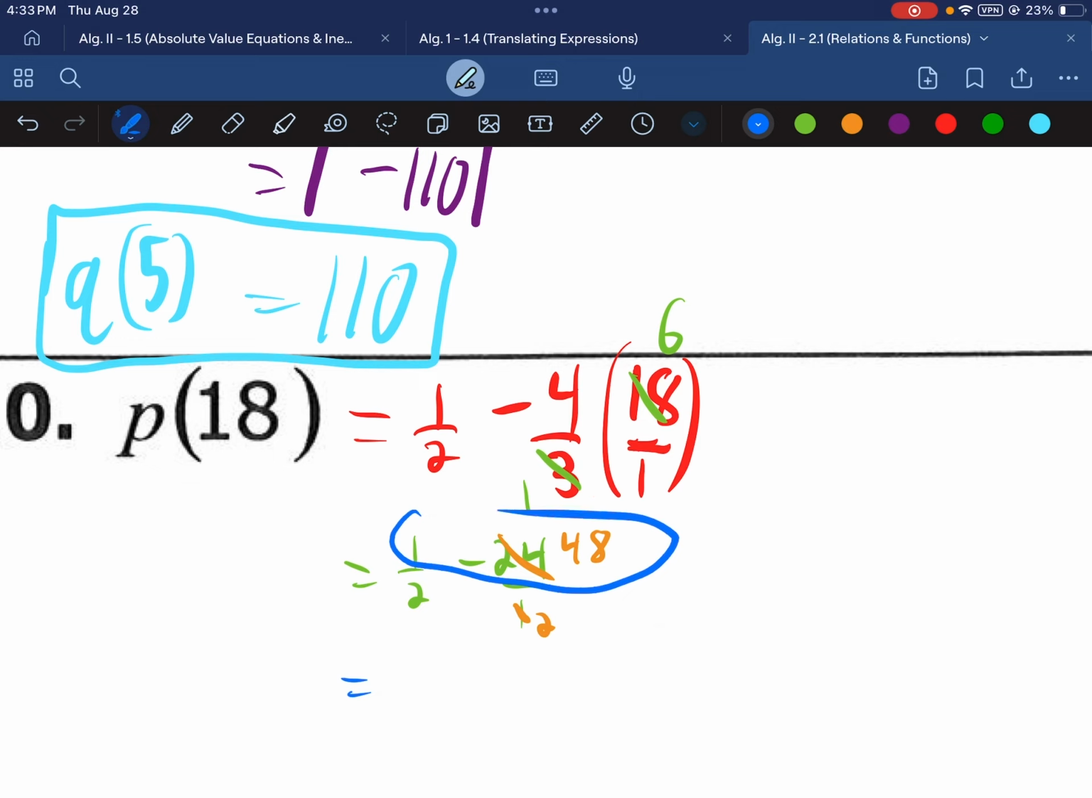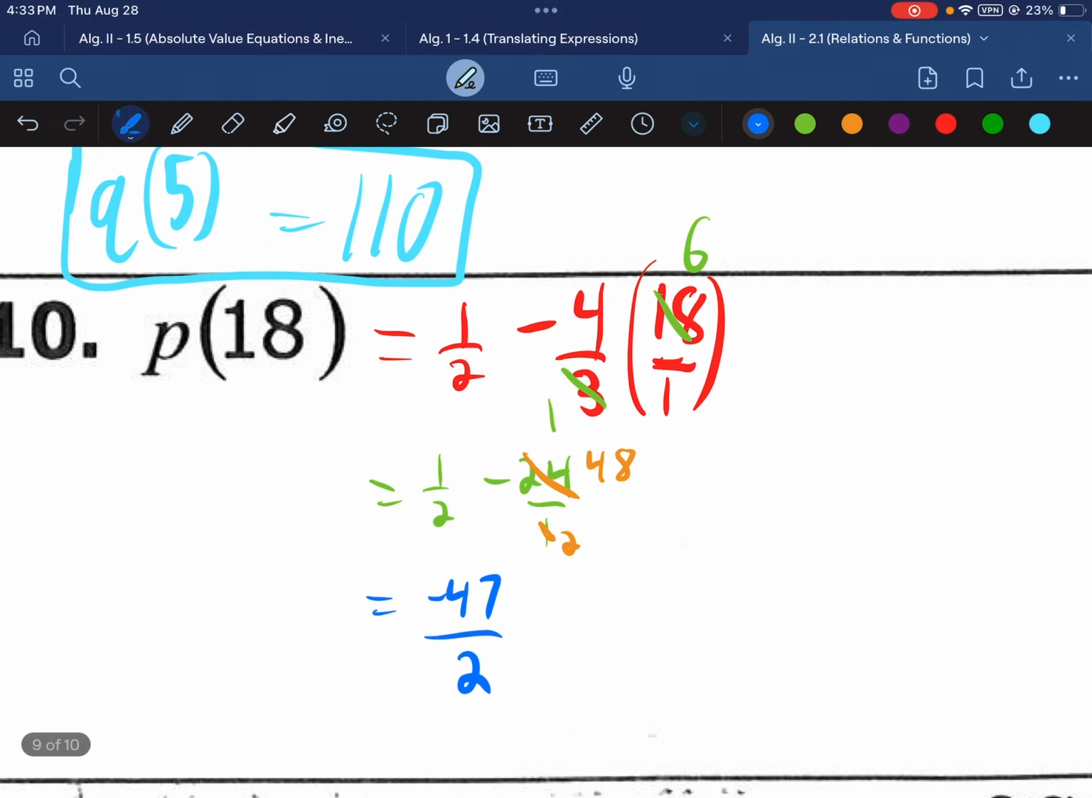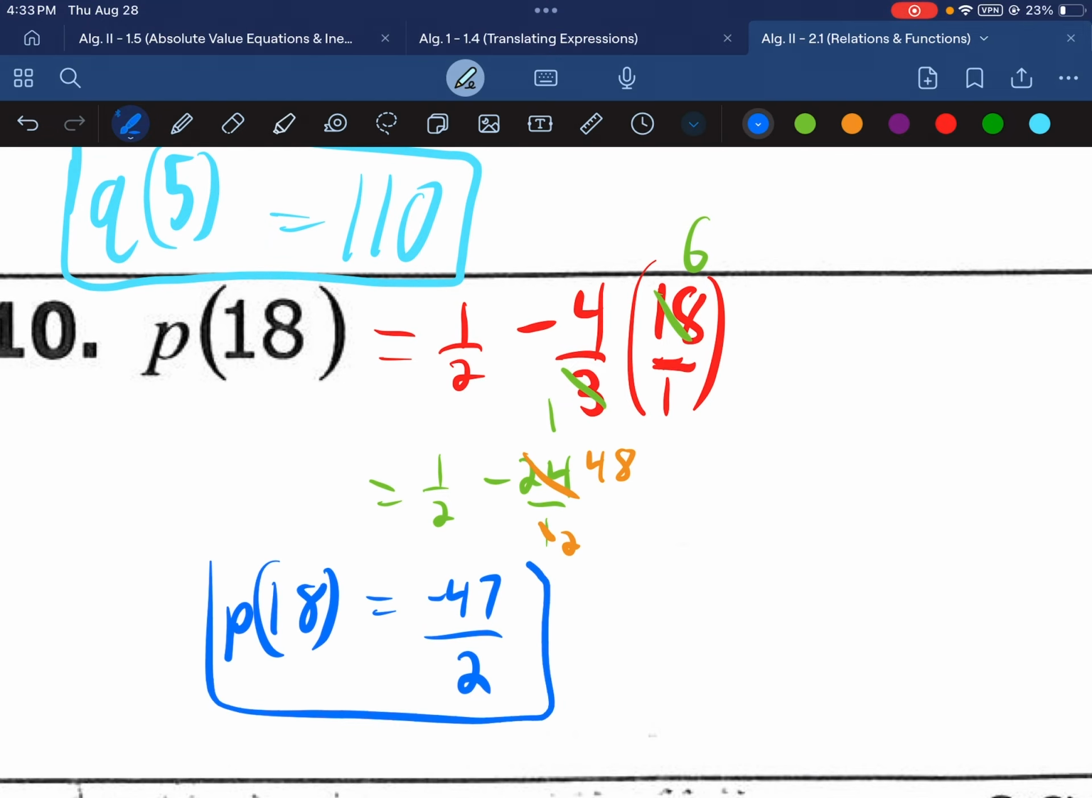As we combine the tops, 1 minus 48 is negative 47, and you keep the bottom the same over 2. So as a mixed number, that would be negative 23.5, or a fraction negative 47 over 2, and p of 18 is equal to this. Whether it's an improper fraction, mixed number, or decimal, I do not care.